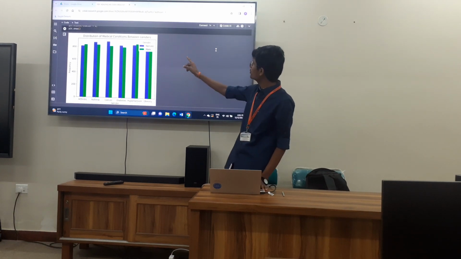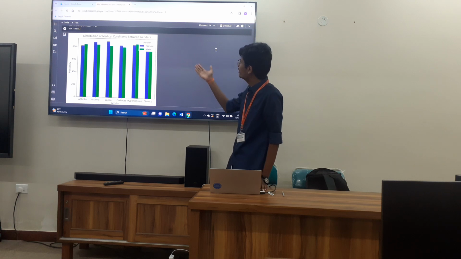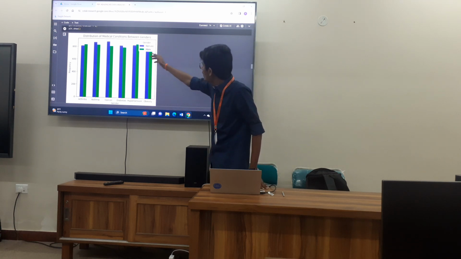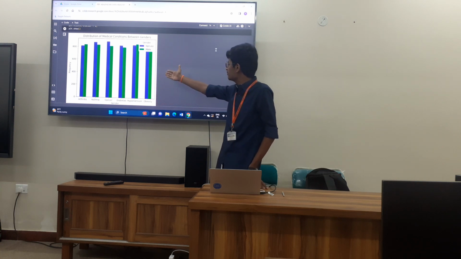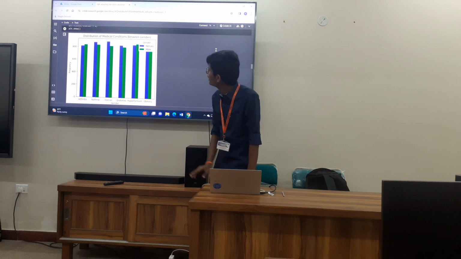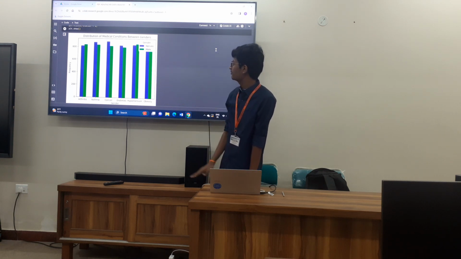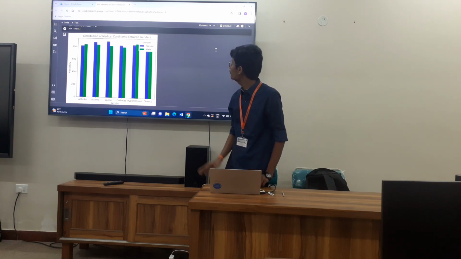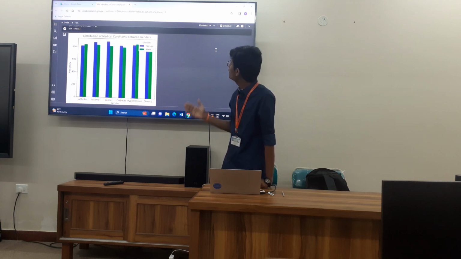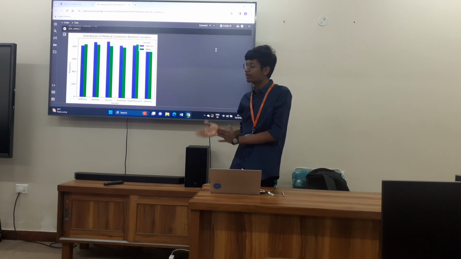So this is the distribution of medical condition between the genders. For arthritis, the blue color is female people suffering from the diseases, and green is male. Arthritis is suffered by around 800 females, and around 850 males.